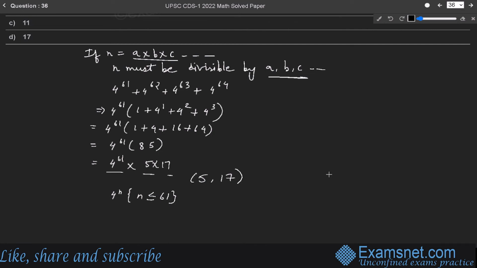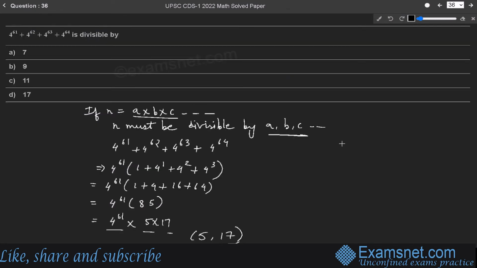Now from the options, we can say that the given number is divisible by 17. So the correct option for this question is option number D, which is 17. I hope this question is clear to you. The main part here was this concept.